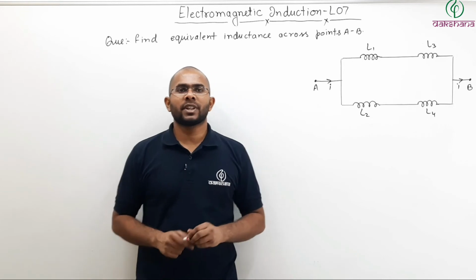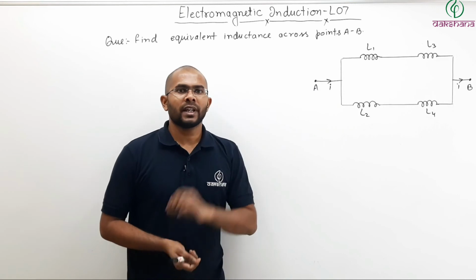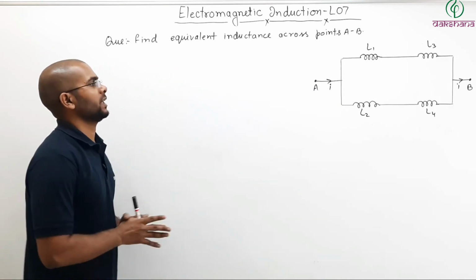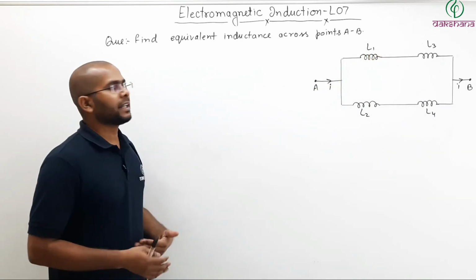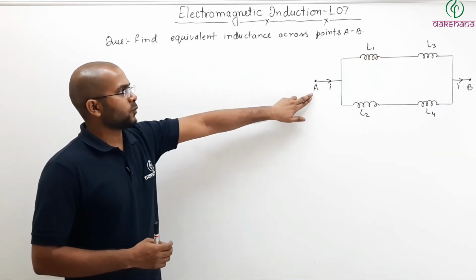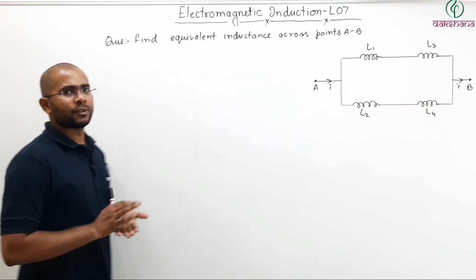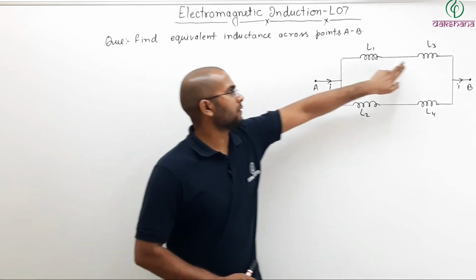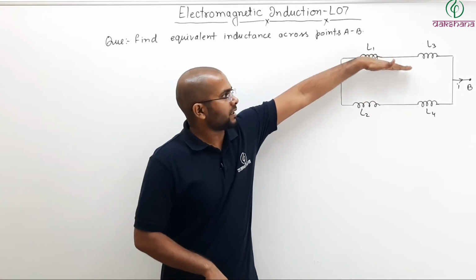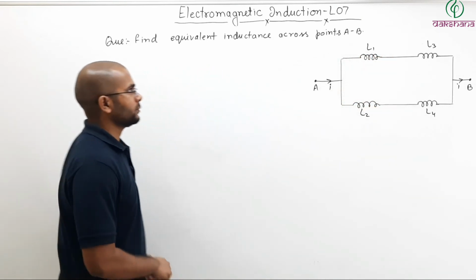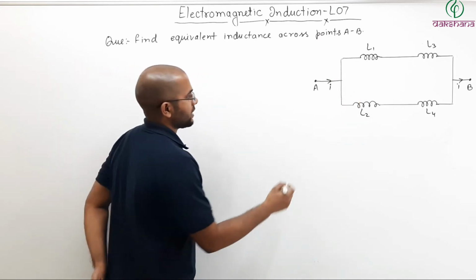Let us solve a question based on series and parallel combination of two or more than two inductors. So here I have 4 inductors and I have connected them in a circuit like this. And I have to find the equivalent inductance across points A and B. Now how can I do it? Here as you can see, these two, L1 and L3, are connected in series, and this arm is connected in parallel with this arm. So here I can write the equivalent circuit. The equivalent circuit will be like this.